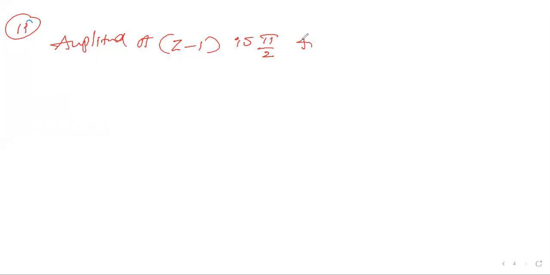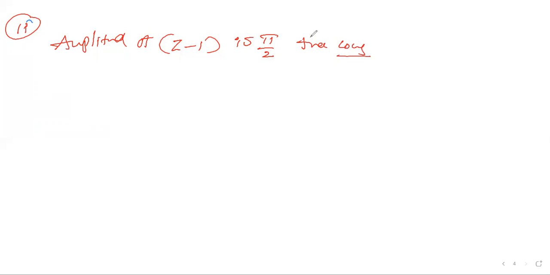Now let us move on to the next bit. The first one is over. Now the fifth bit, second question. Similarly, they are telling us to find the locus. What condition do they mention? Amplitude of z minus 1 is pi by 2. Then find the locus.